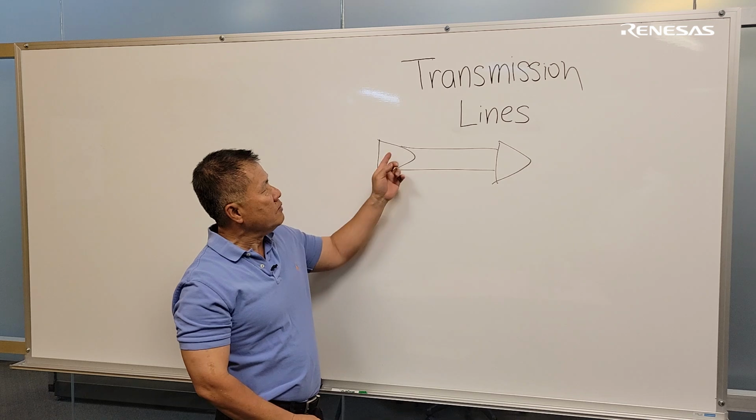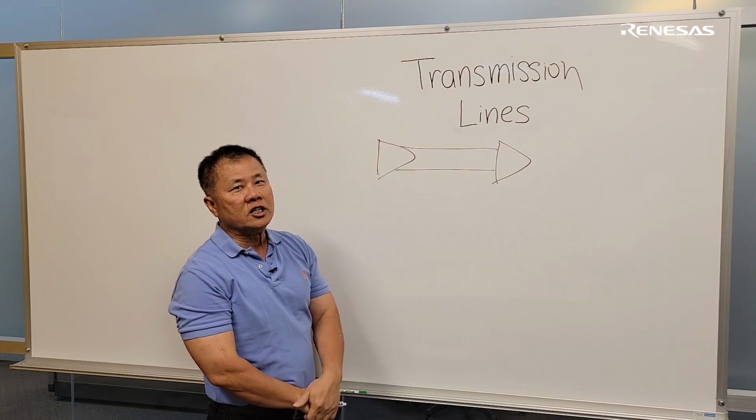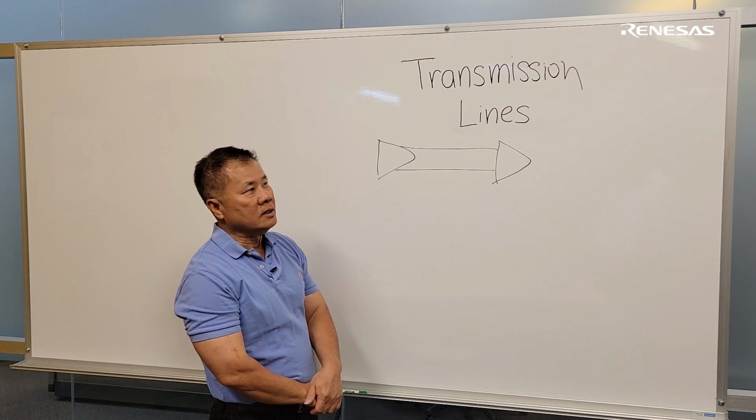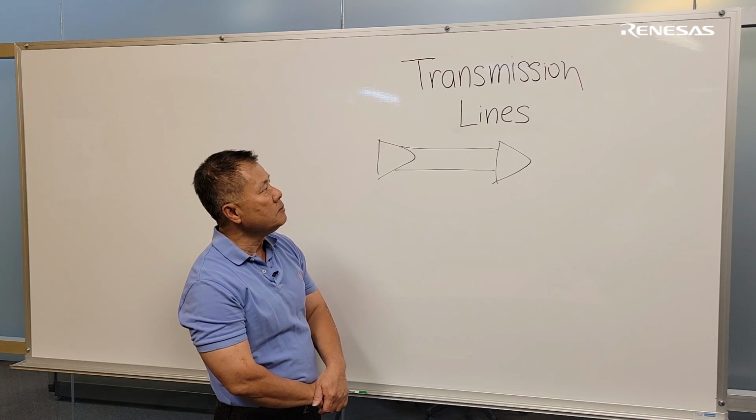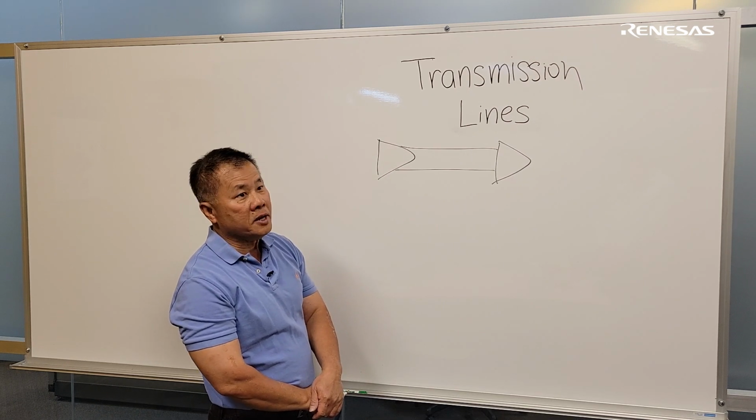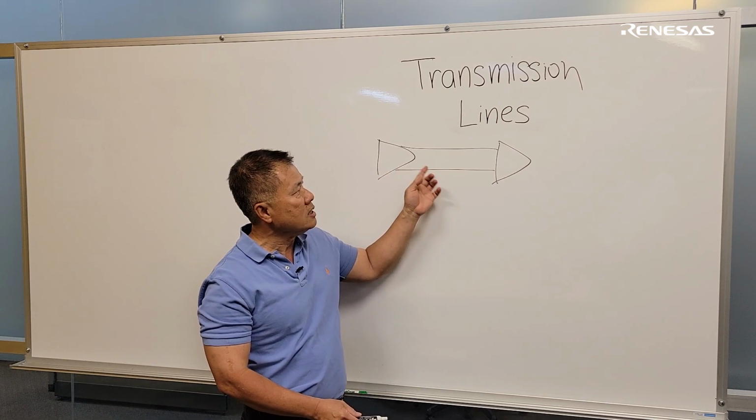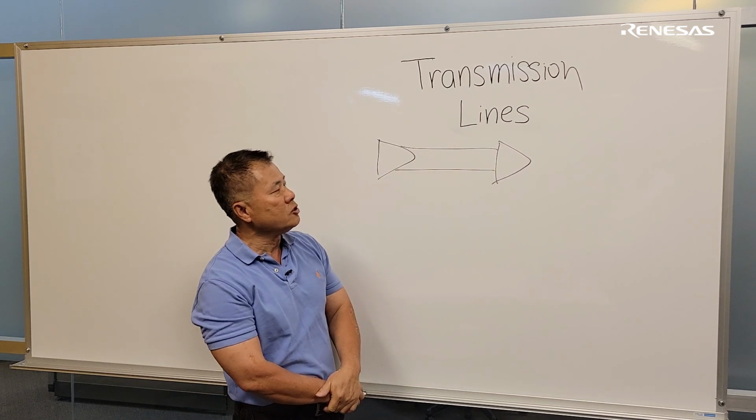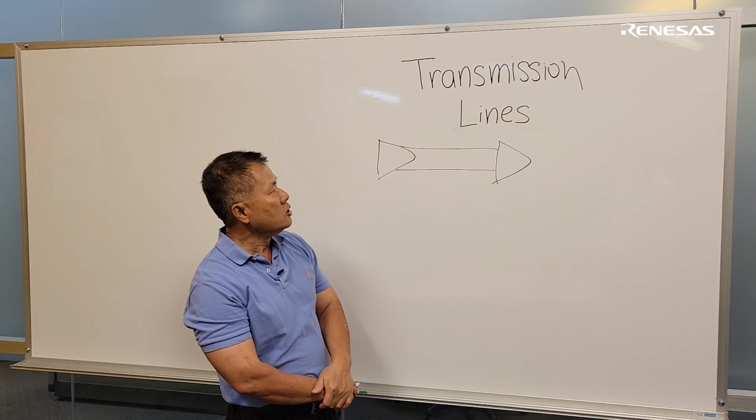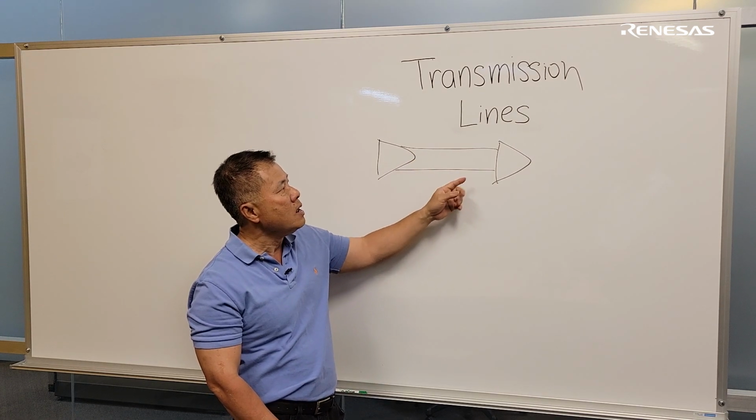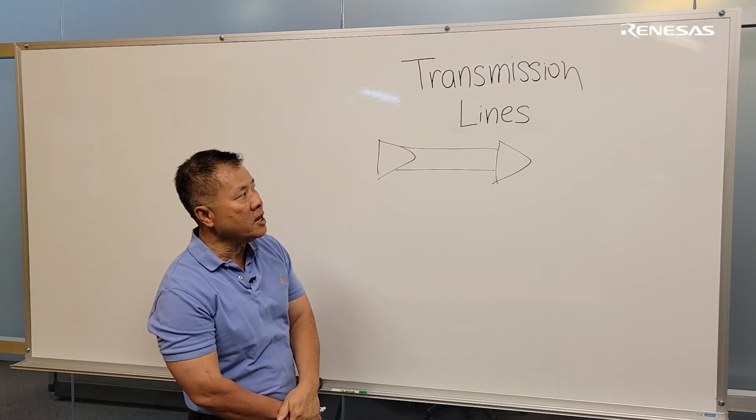If the connection is very short, we can treat it as lump, so we don't have to worry about transmission line, just a straight, simple connection. Don't have to worry about termination. If this connection is long, then we need to treat it as transmission line. So we need transmission line impedance control, and we need to have match load termination.